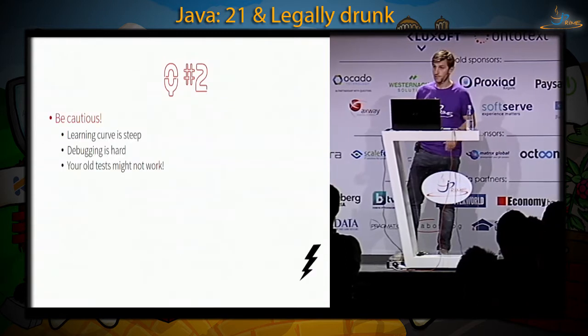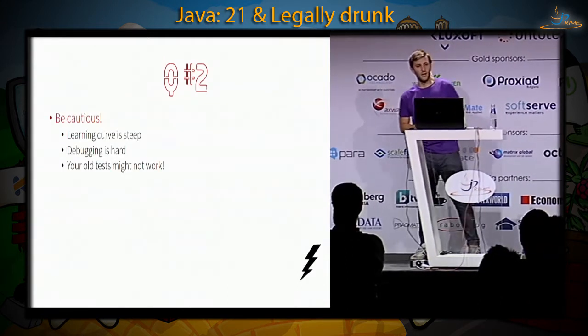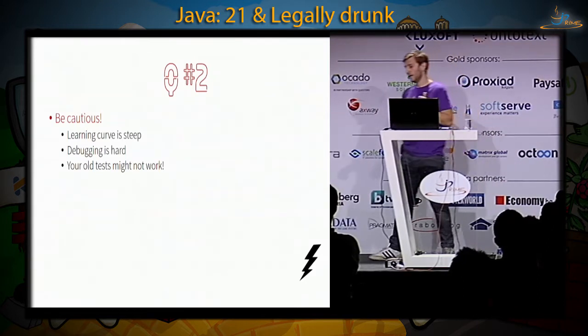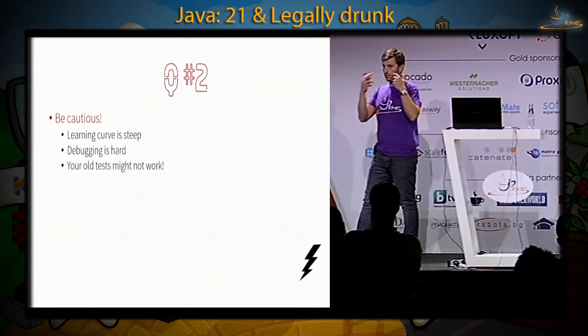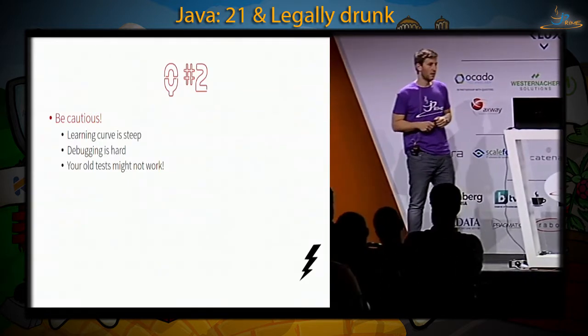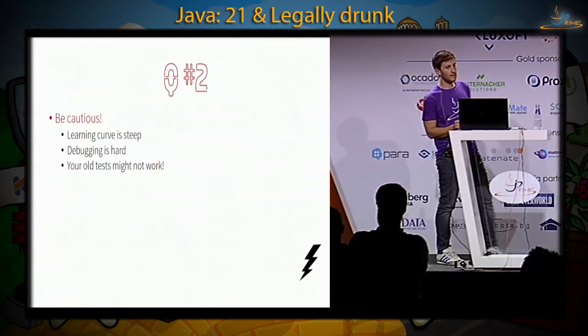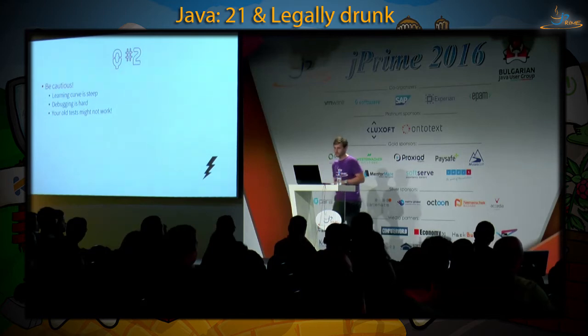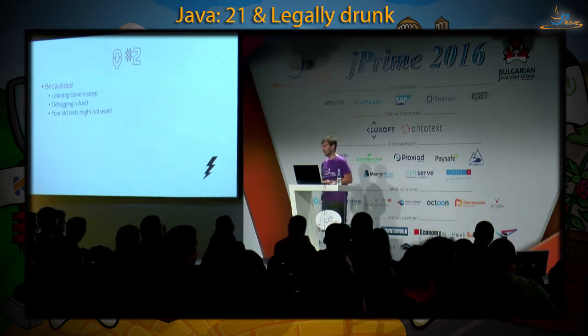But be cautious. It's not all fun and games. First, the learning curve is steep. It takes some time to make that switch, as I said. I know that for the guys at Netflix, it took them 3 attempts to finally get it working. So it takes some time. Also, debugging is hard. Debugging of declarative code is just hard. I mean, it is what it is.